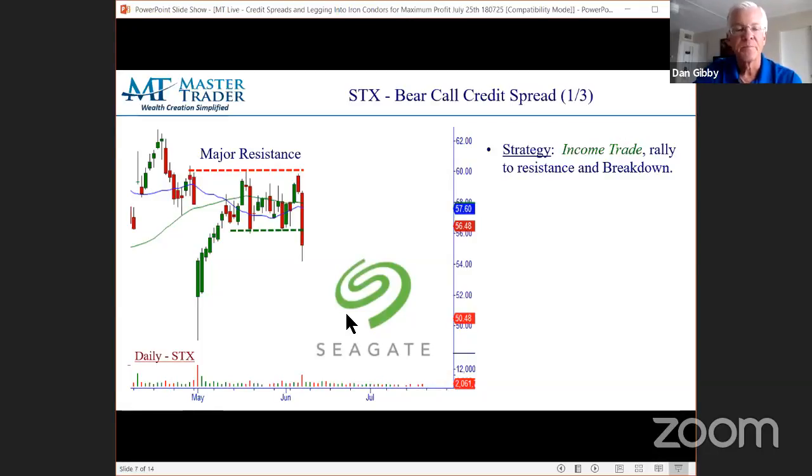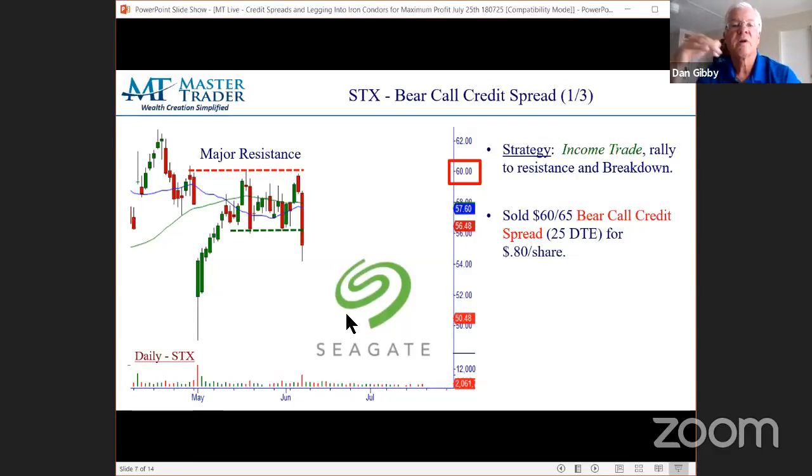Start with a pattern. What is our pattern here? Well, it had a very bearish gap down. It looks like May 1, rallied up to resistance, double top, and then a nasty another breakdown. So is this a directional trade? Would we want to short stock or a directional option trade? The answer is no. But would we like to put money in our pocket for saying this isn't going above 60? So that is our bear call credit spread.